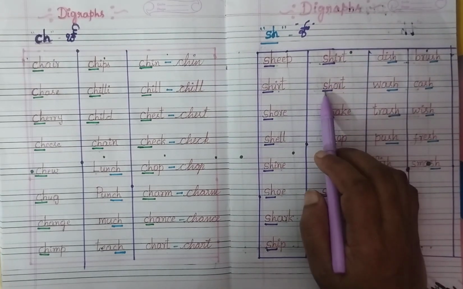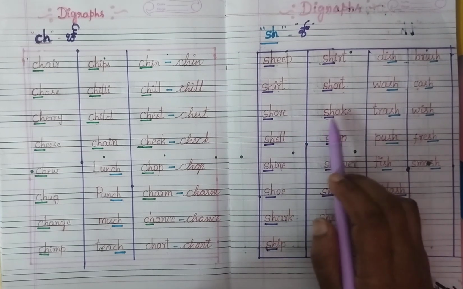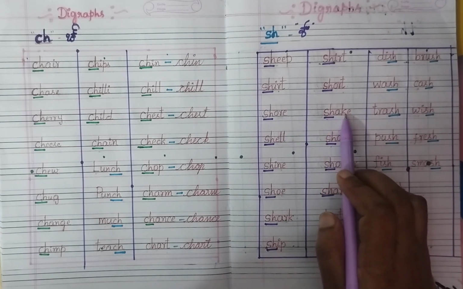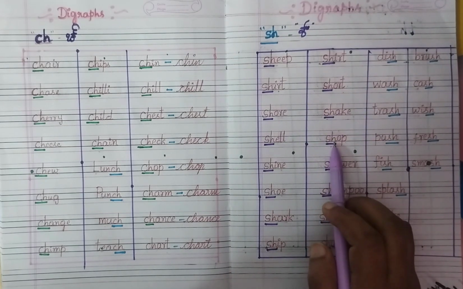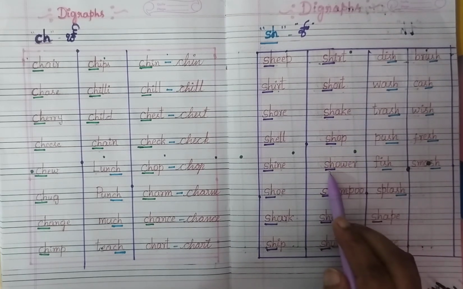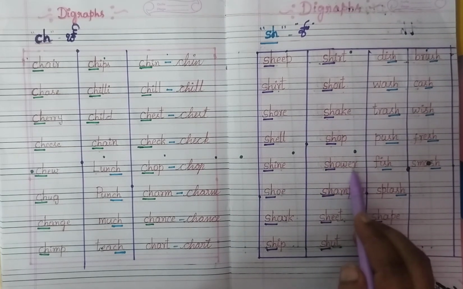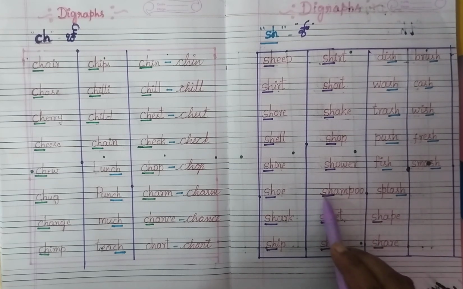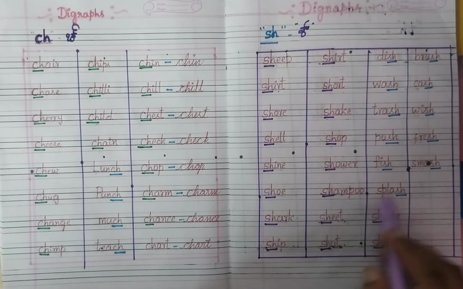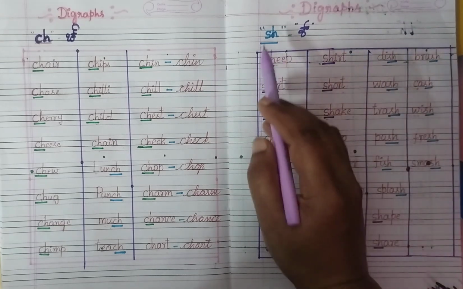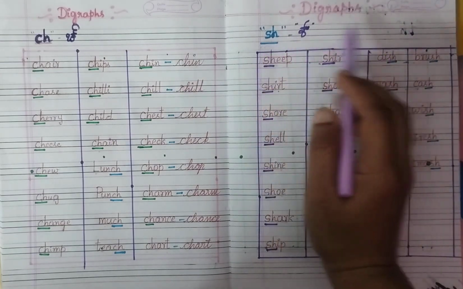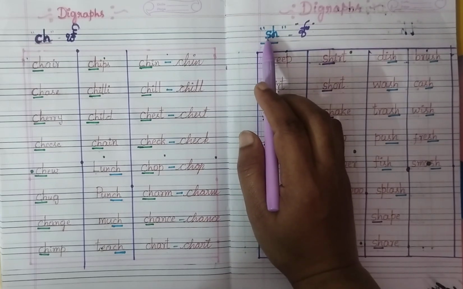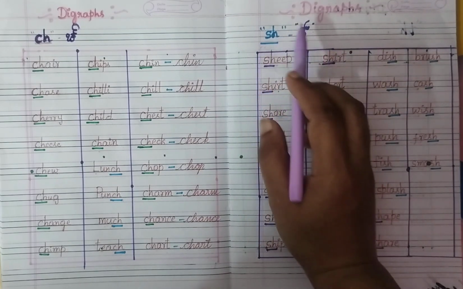Short. Shake. Shop. Shower. Shampoo. Sheet. Shut. So in some words the sh sound, the letters S and H, comes at the end of the word.